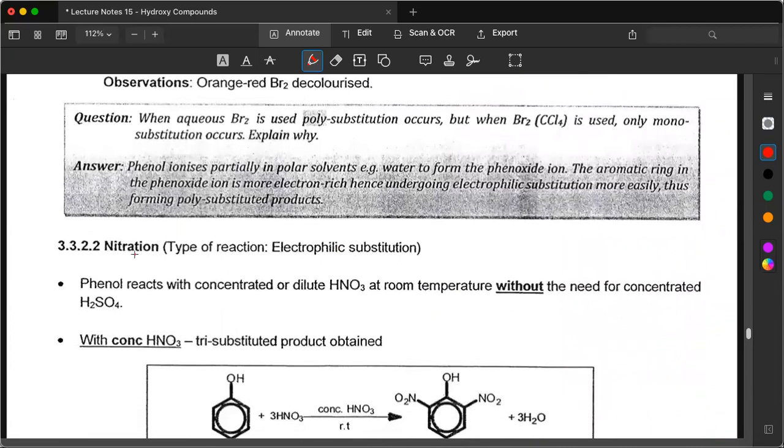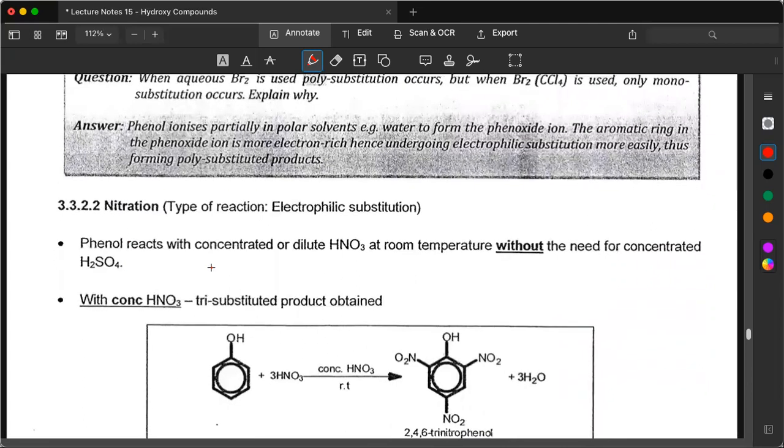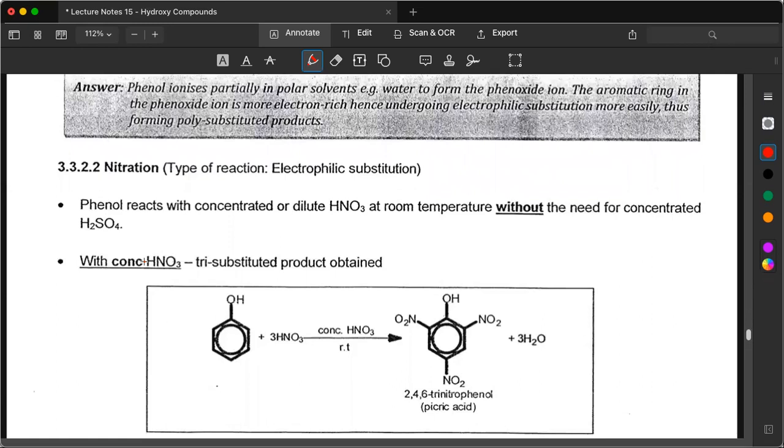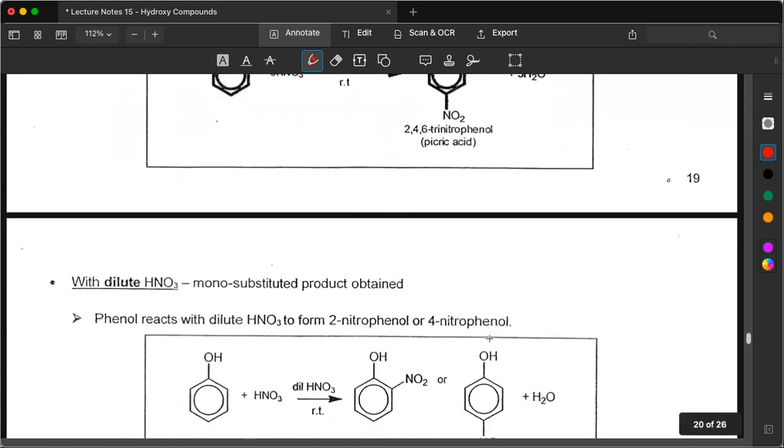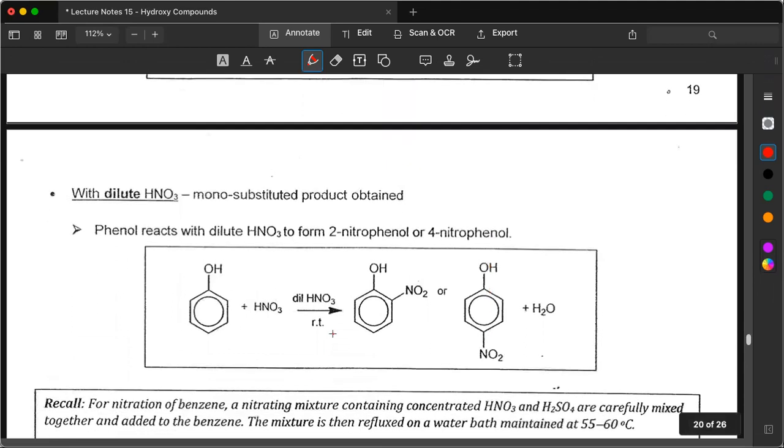The next reaction is nitration, which is also a type of electrophilic substitution. Phenol will react with concentrated or dilute nitric acid at room temperature without using concentrated sulfuric acid. With concentrated nitric acid, we will see tri-substituted product, 2,4,6-trinitrophenol. With dilute nitric acid, a mono-substituted product is obtained. So the concentration has an impact on the type of product formed. Since the OH group is an electron donating group, it will be 2,4 directing.